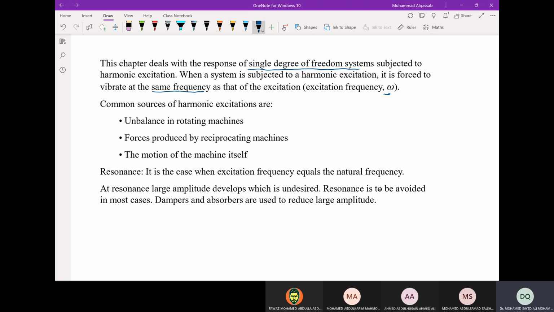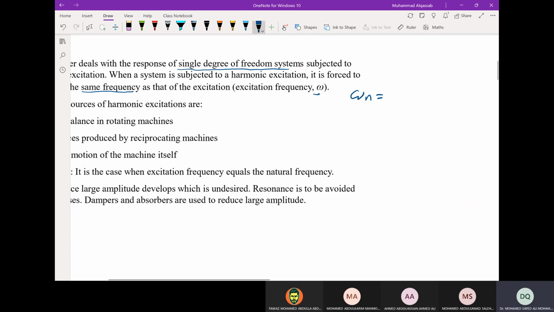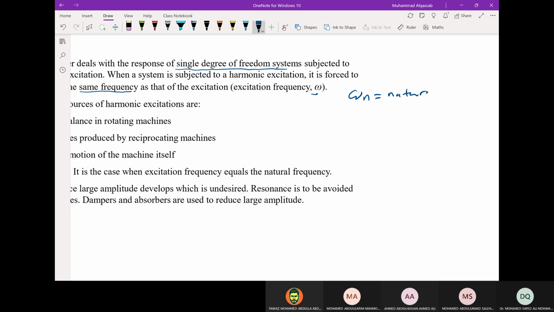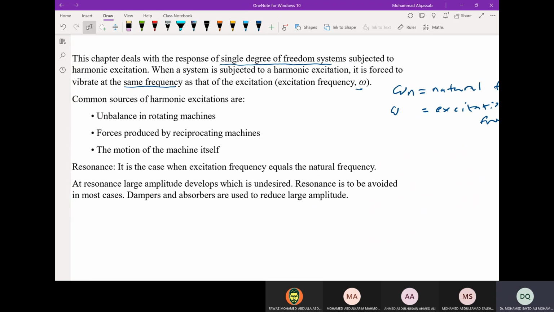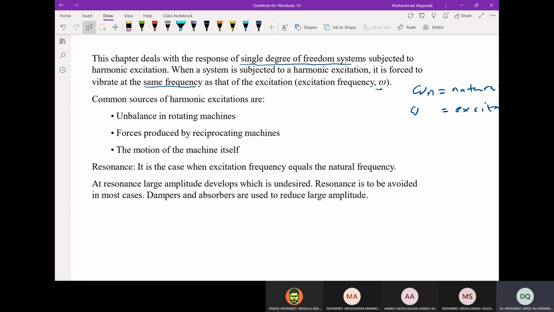So there is omega here and there is omega n. Omega n is the natural frequency, and omega is the excitation frequency. The system under harmonic excitation, under harmonic force, is going to oscillate with omega, not with omega n, unless omega equals omega n.